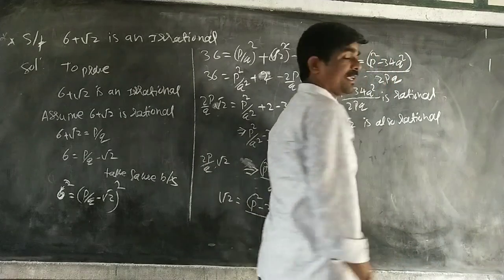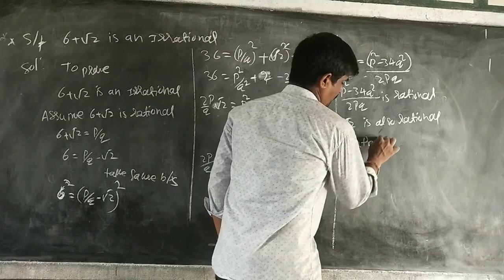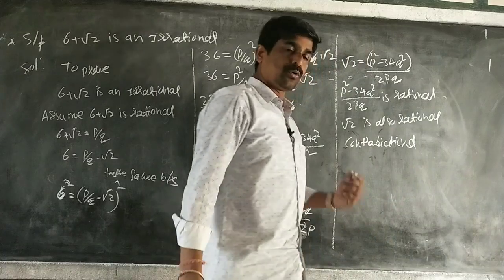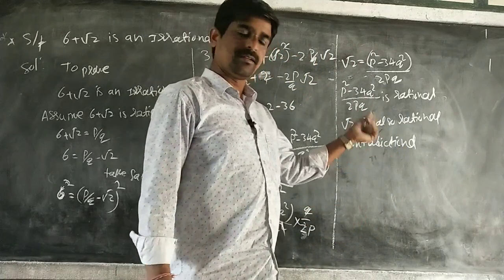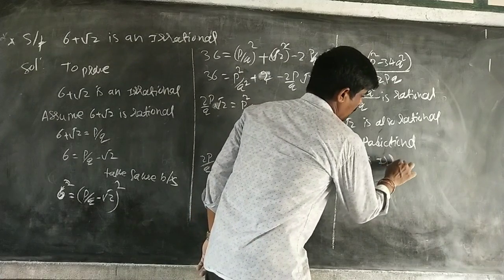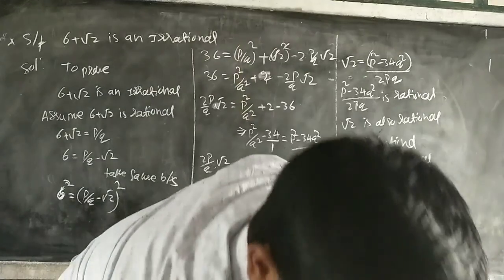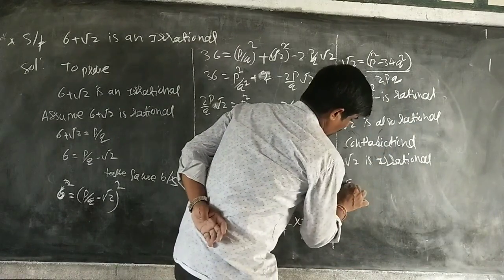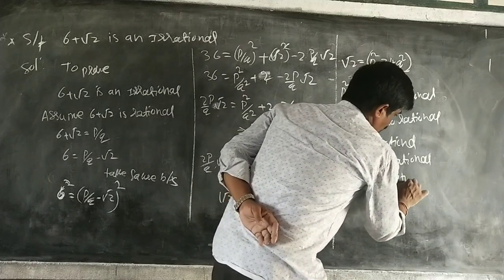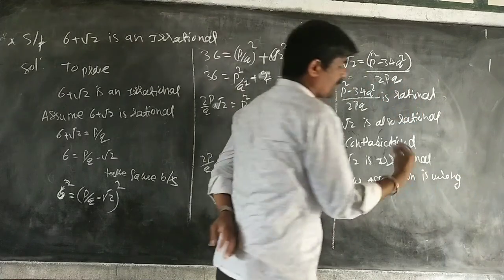But it is a contradiction. Because what is the mathematical fact? In general, the truth is root 2 is irrational. But here root 2 is rational, so it is a contradiction. Therefore, our assumption is wrong. What is our assumption?